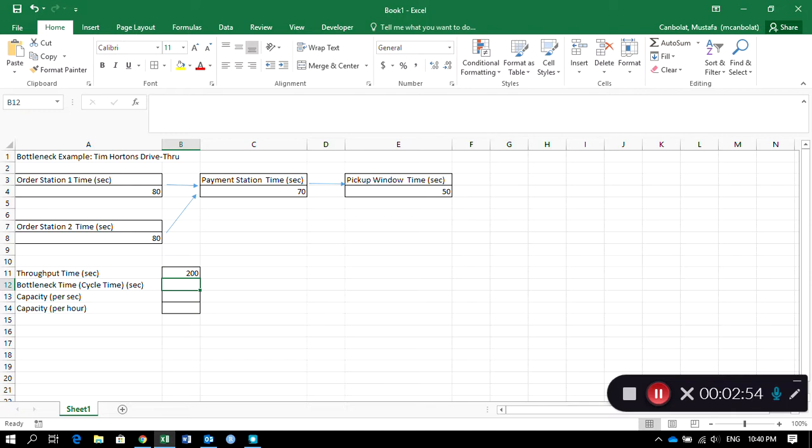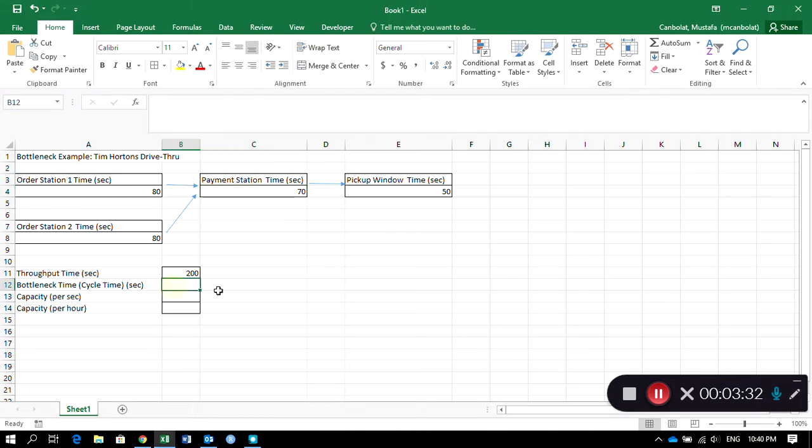The 40 seconds is not the time that the customer spends there. This 40 seconds is the capacity of the order station. So one customer every 40 seconds, two customers every 80 seconds. And the payment station is 70 seconds, and the pickup window is 50 seconds. That means this process, after the first customer, is going to be able to handle one customer every 70 seconds, because this is the longest of the station times.